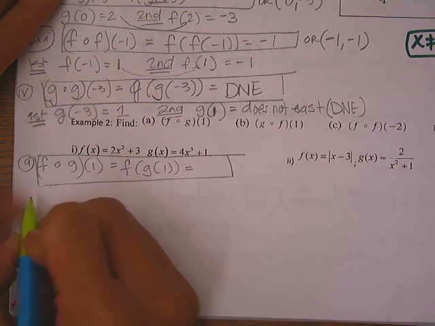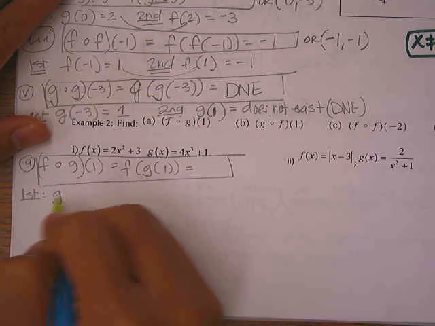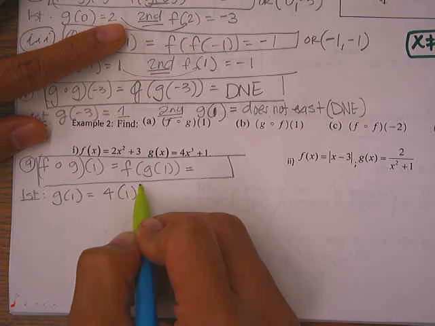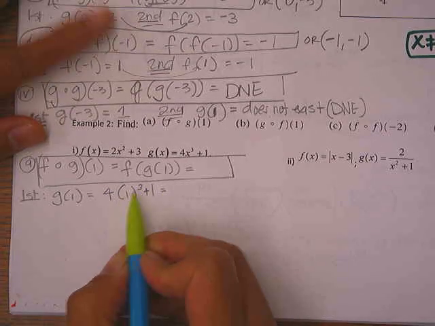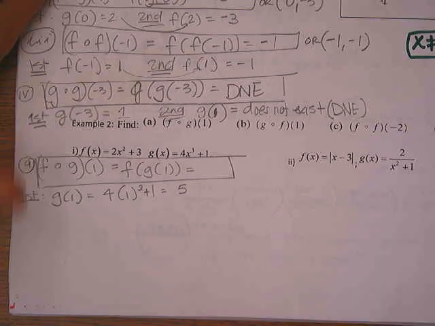First step, we are going to do the inner component, g of 1. So we're going to have 4 times 1 to the third plus 1. 1 to the third is 1, 1 times 4 is 4, 4 plus 1 is 5.